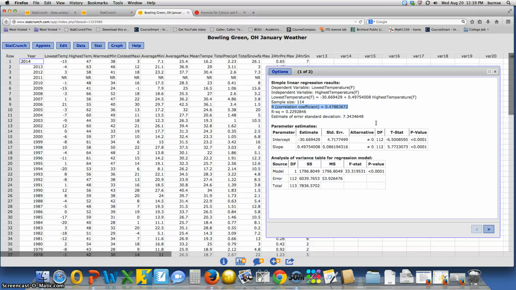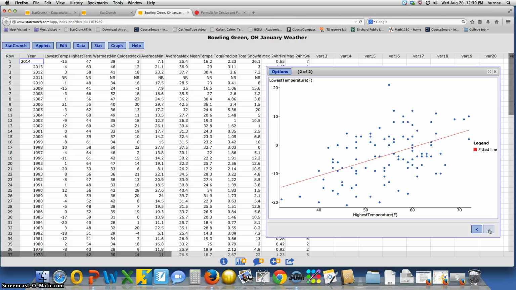Okay, so it's not a very strong association. If you click the little arrow down here, you actually can see the points with the line, and you see they're pretty scattered around the line. Okay, so that's how you would find the correlation if you're using StatCrunch.